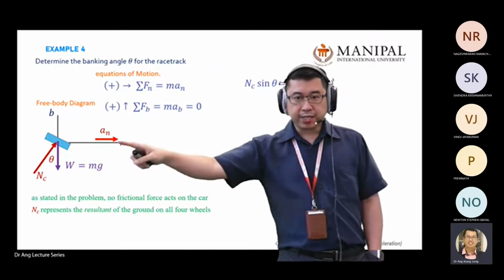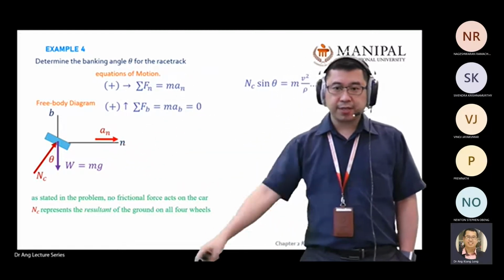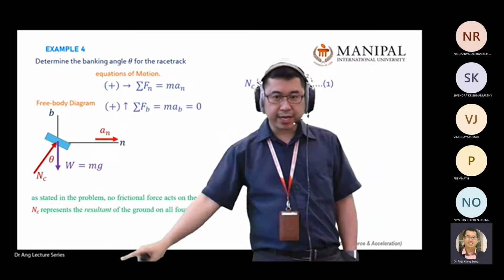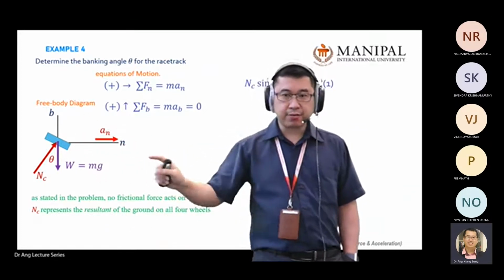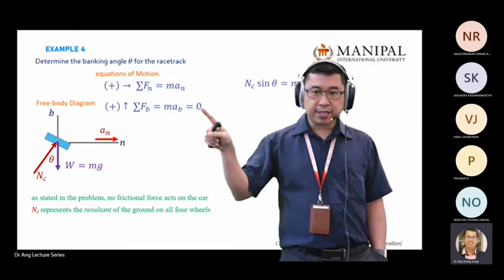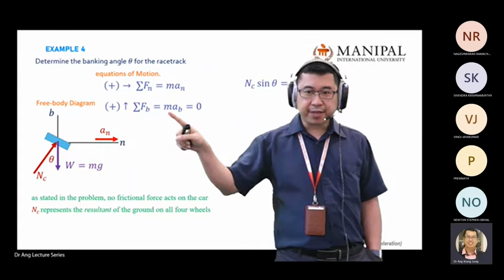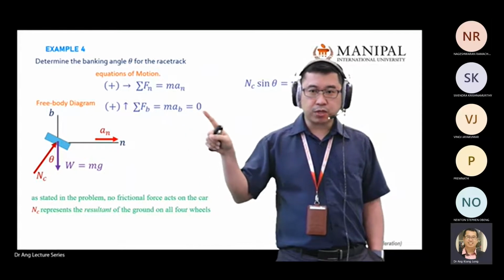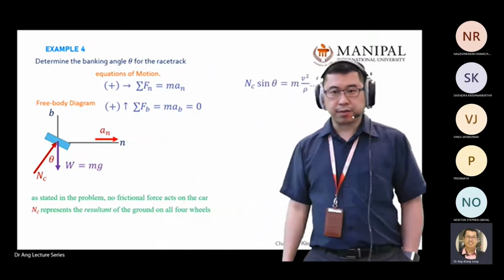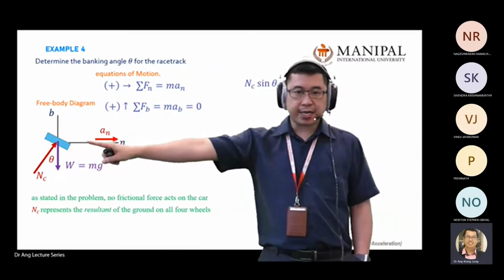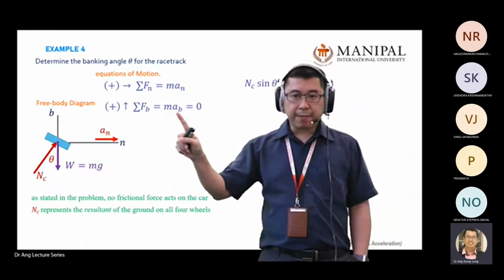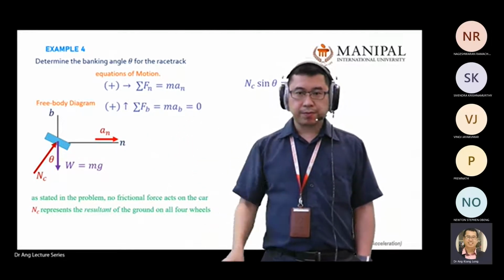You know that this car does not move up and down, right? This car stays on that particular racetrack. It does not slide up and does not slide down. So you know that the sum of F equals ma equals 0, because the object stays in that position. It does not slide up, it does not slide down. So your maB is 0.